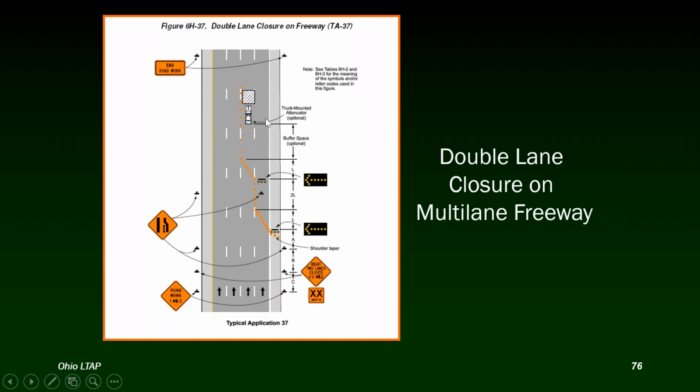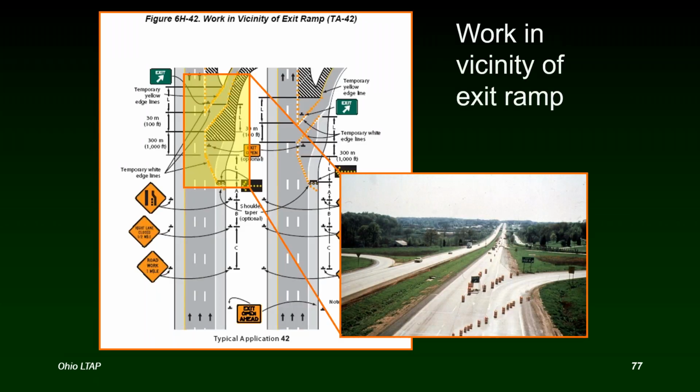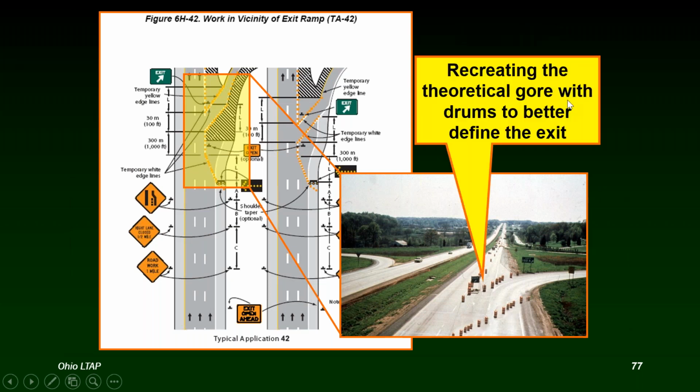And the truck-mounted attenuator before the workspace. And then finally, we have our work in the vicinity of an exit ramp. As you can see in the picture on the right, we've created a theoretical gore area with our drums. So we really define that exit for our motorists out there, along with the signs that you see included with this typical application. And again, there's a note page that spells out a lot of different things that you run into out there and how to use different standards, guidance, and options.